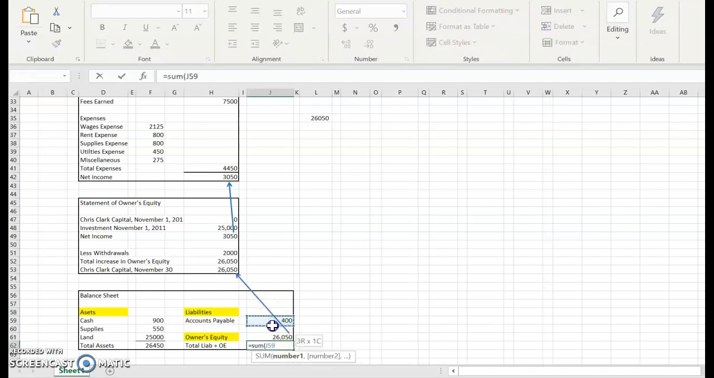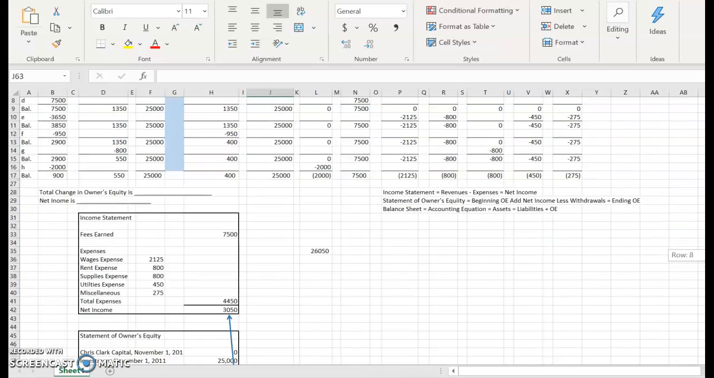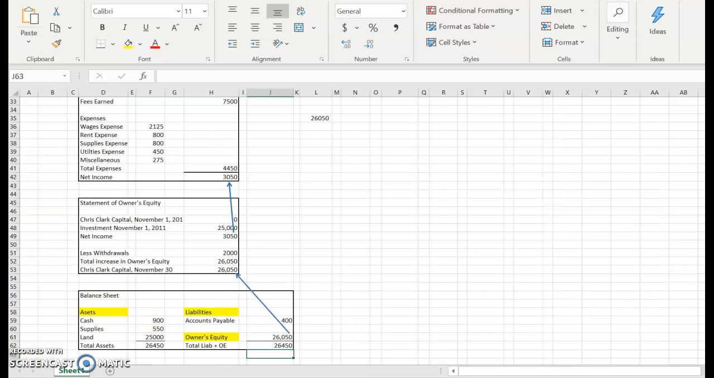Now, if this sums up, then our balance sheet is balanced, $26,450, and that is how you prepare the financial statements. I will do a video on the cash flow statement separately. It is also another financial statement that you will learn to prepare.